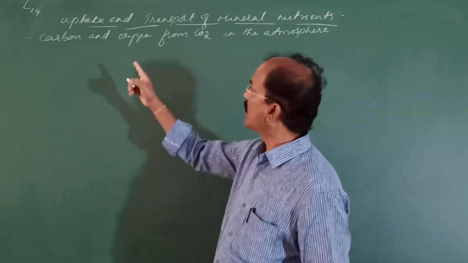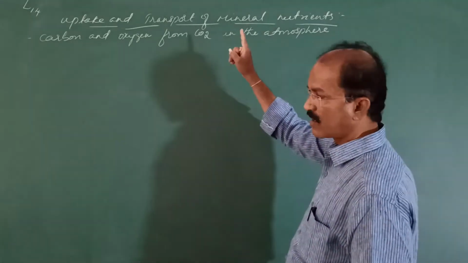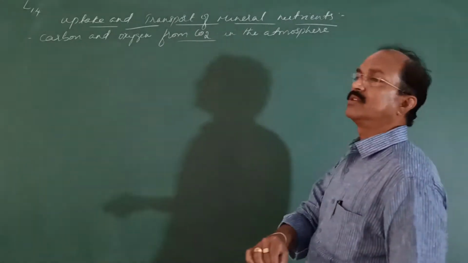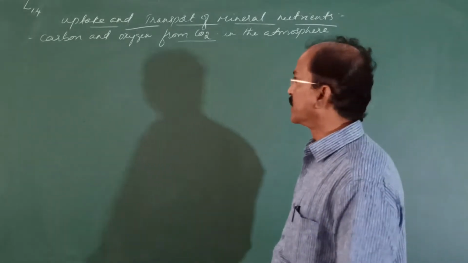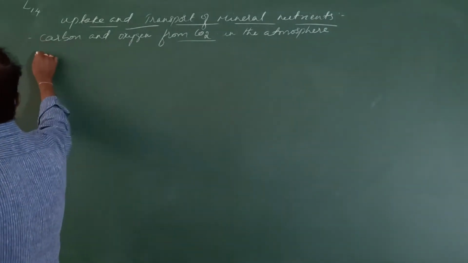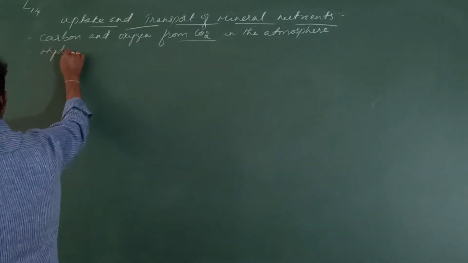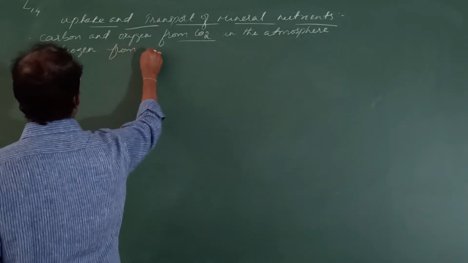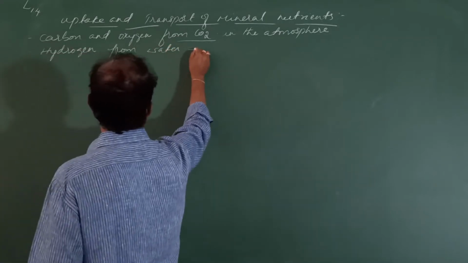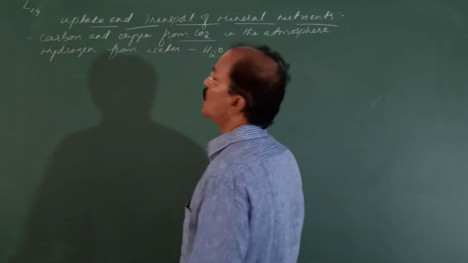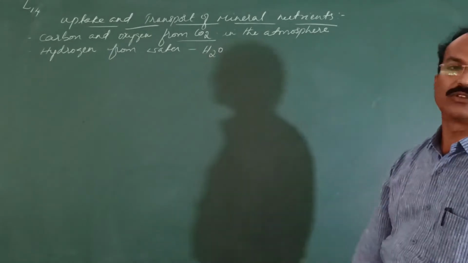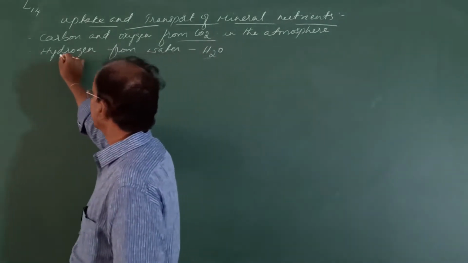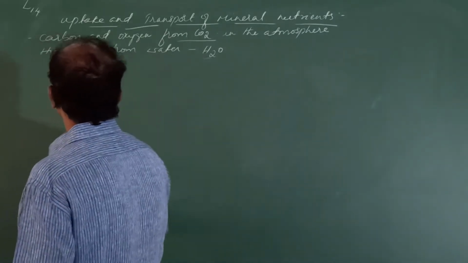Very simple, the carbon and oxygen are taken up from the CO2 in the atmosphere. Like that, the hydrogen from what? From water. So water consists of H2O. So two hydrogens are present here, and that is utilized for the hydrogen requirement.